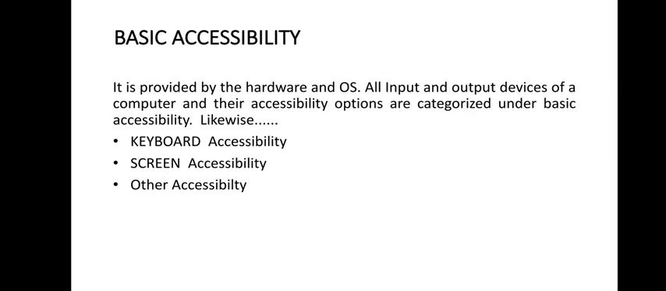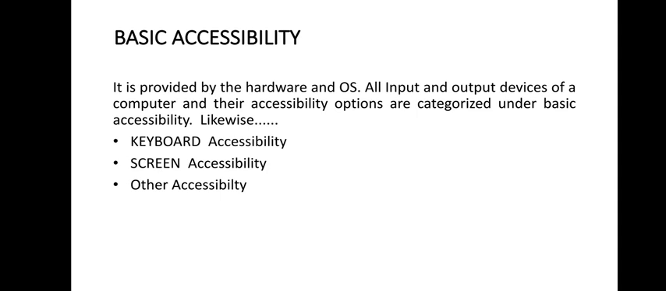What is basic accessibility? Students, basic accessibility is provided by the hardware and operating system of the computer. In detail, it covers all the input and output devices and their accessibility options, that means the options used to access these devices. We can categorize these under keyboard accessibility as an input option, screen accessibility as an output option, and some other accessibility options. So concerning basic accessibility, we will talk about keyboard, screen, and some other options.